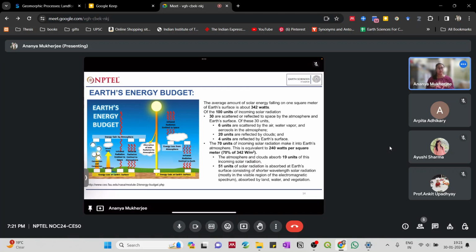So the Earth, to maintain its system, has to keep the budget intact, as in the input energy, the energy that is coming in, has to equate with the energy that is going out. This is a very layman understanding of how the Earth's energy budget is acting. You can see in this diagram that most of the energy received by the Earth is due to solar radiation.